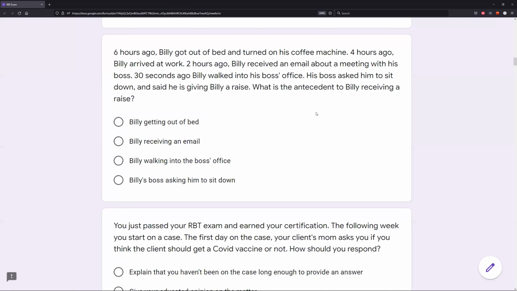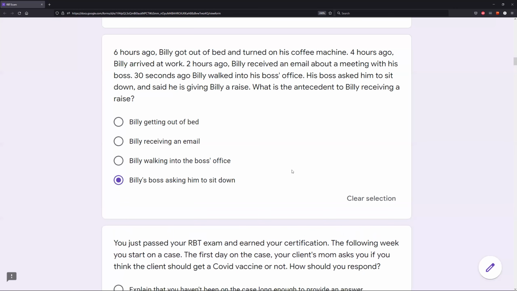So in this case, if we're looking for the antecedent, we need to find out what happened as close as possible to Billy receiving a raise. Was it Billy getting out of bed, Billy receiving an email, Billy walking into the boss's office, or Billy's boss asking him to sit down? Well, let's go back to our question. It says he is giving Billy a raise. Right before that, what happens? His boss asked him to sit down. So all of this stuff is happening before Billy gets a raise, but what happens right before? His boss asked him to sit down.